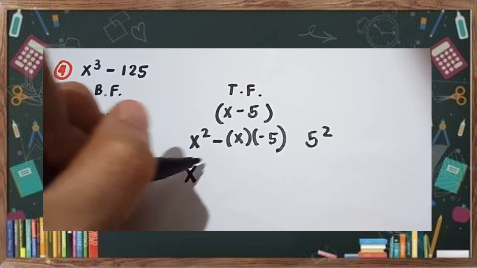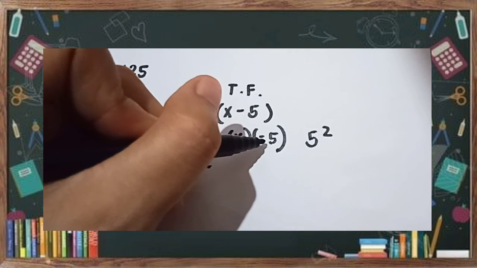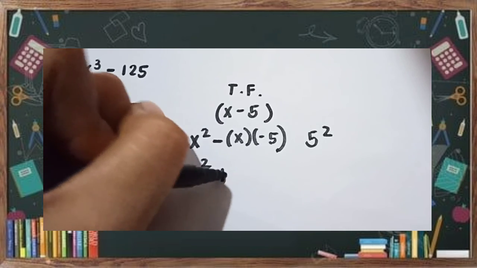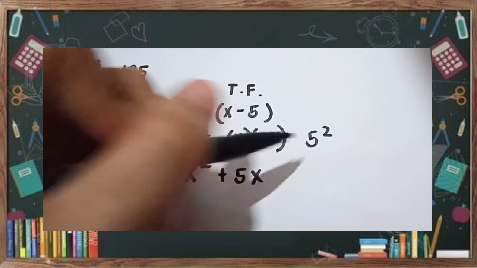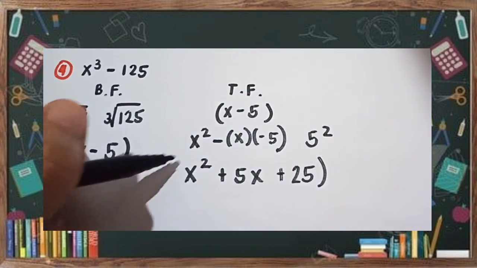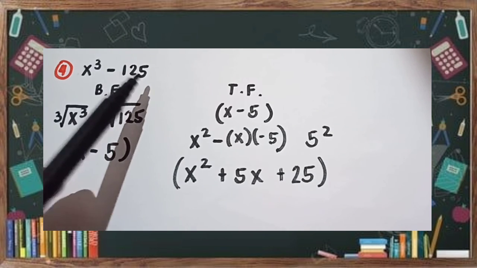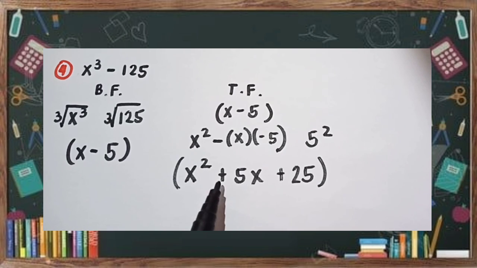Then, simplify. So, x squared. X times negative 5 ay negative 5x times negative ay equals to positive 5x. Then, 5 times 5 ay equals to 25. Therefore, ang factors ng x cubed minus 125 ay equals to x minus 5 and x squared plus 5x plus 25.